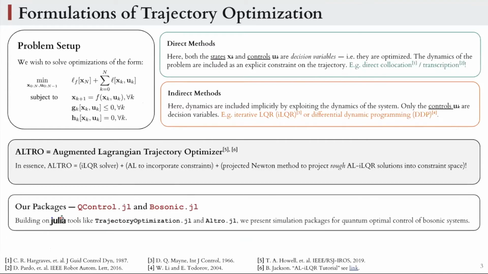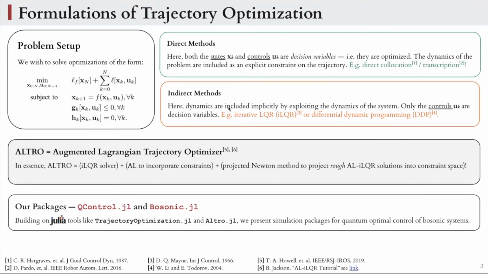So in class, we've touched upon many formulations of trajectory optimization. Usually they look something like this, where we want to minimize some cost function along the trajectory, subject to the dynamics, as well as a set of constraints. Methods for solving this include both direct methods like direct collocation, where both the states and controls are decision variables, or indirect methods such as ILQR, where only the controls are decision variables.